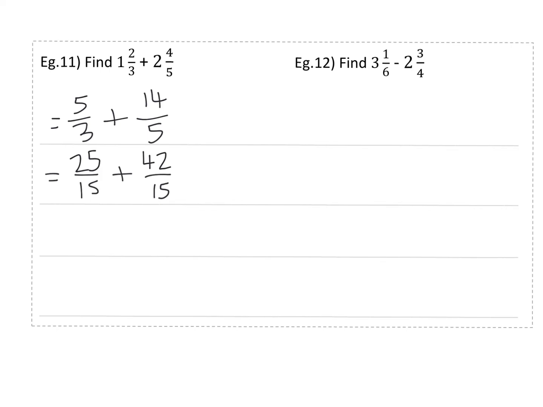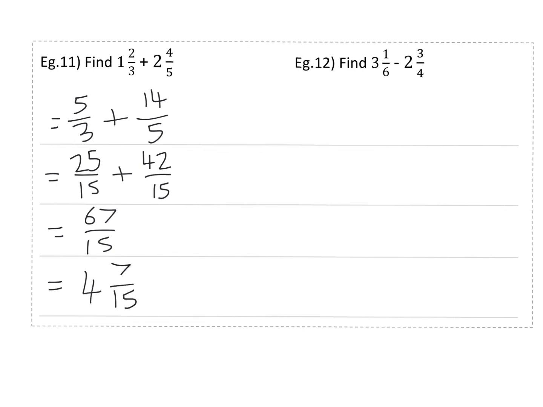Okay, and then we have our denominator, which is the same, and we add the numerators. So 25 plus 42 is 67. We don't leave our answer like that because you'll see it is improper. The number on the numerator is larger than the number on the denominator. So we see how many times does 15 go into 67. Well, 15 times 4 is 60, and that's 7 then left over.